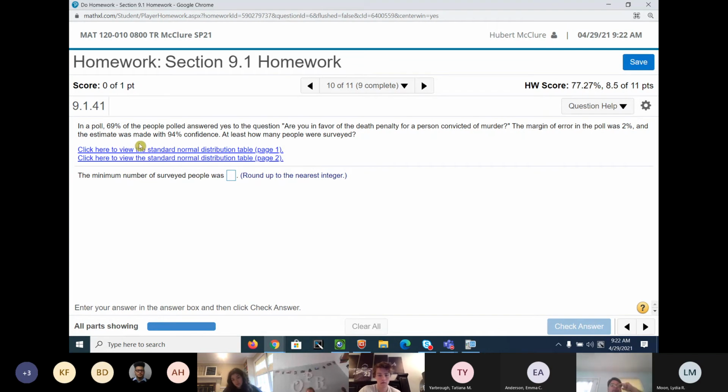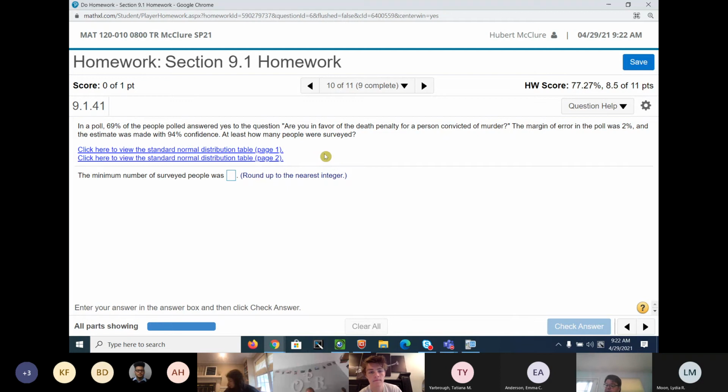In a poll, 69% of the people polled answered yes to the question: are you in favor of the death penalty for a person that's convicted of murder? The margin of error was 2%, and the estimate was made at a 0.94, a 94% confidence level. At least how many people were surveyed? Another N question. So we're going to set it up, but I'm not going to do it.